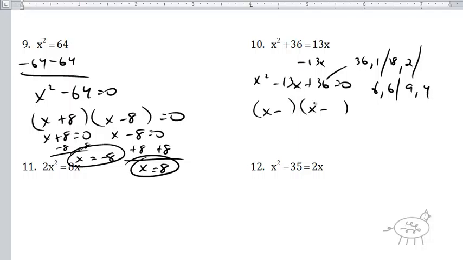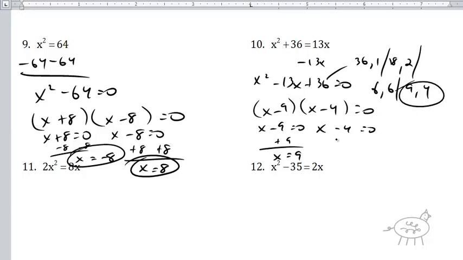Okay. And our answer actually is 9 and 4, because negative 9 minus 4, just think of 9 plus 4 is 13, but they're both negative. So x minus 9 equals 0, and x minus 4 equals 0. So add 9, x equals 9, and this one add 4 to both sides, x equals 4.